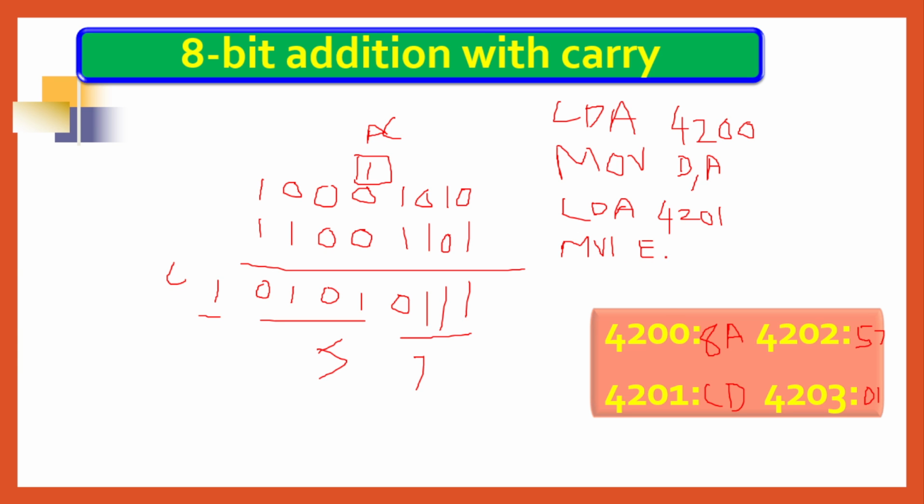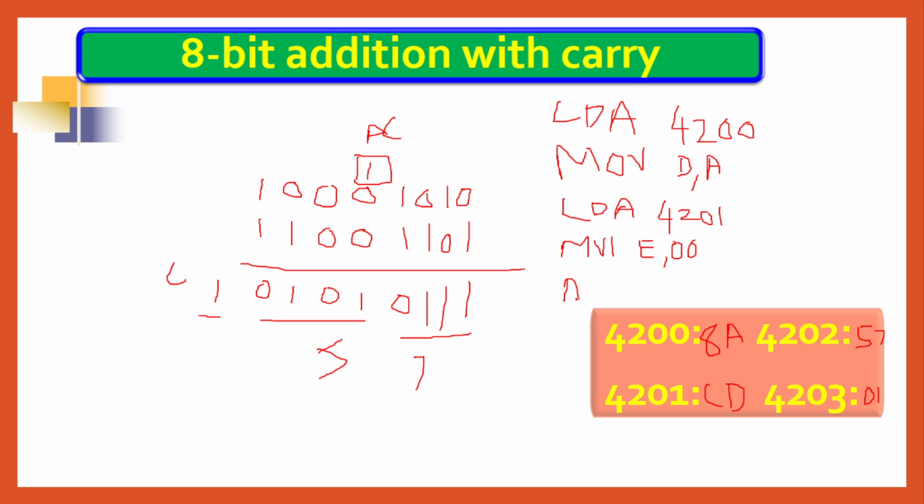So use move immediate E, 0 0, to count the carry; we are initializing it. So now we have taken data 1 in D register, data 2 in A register. E register is initialized with 0 for counting the carry. So now we will perform the addition.